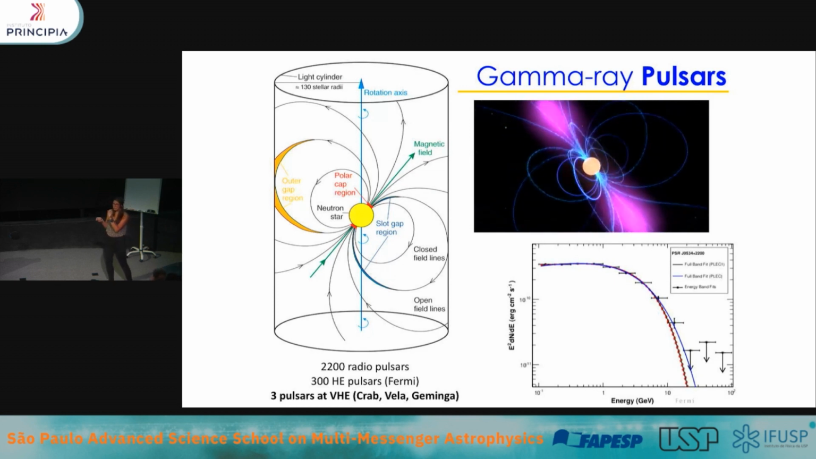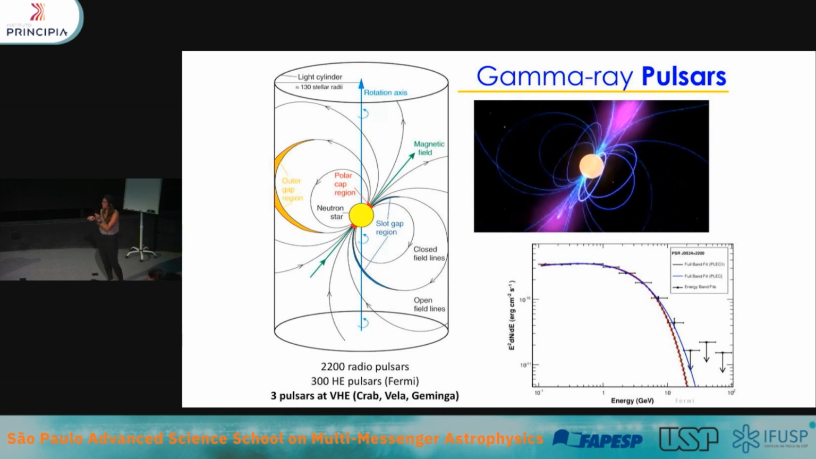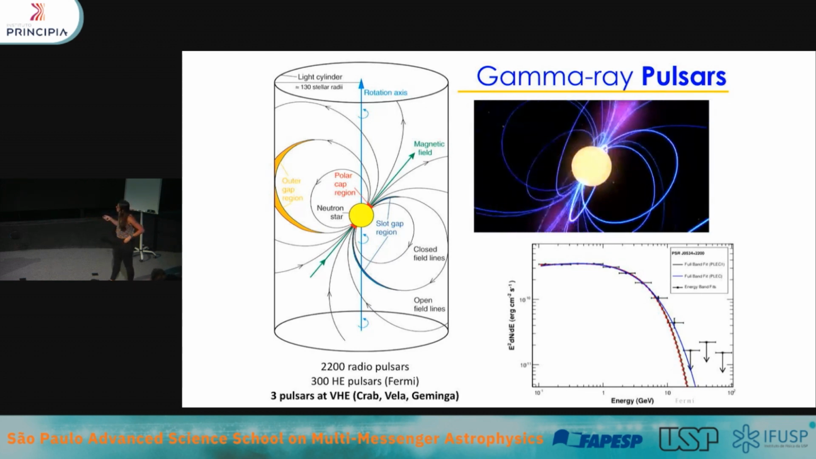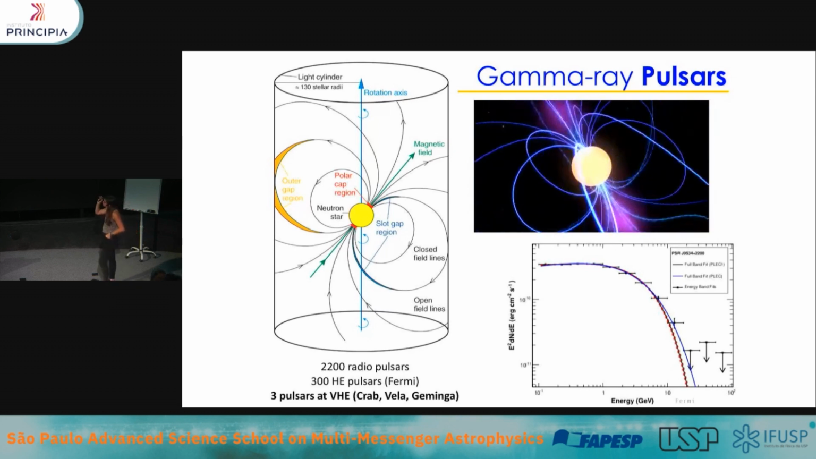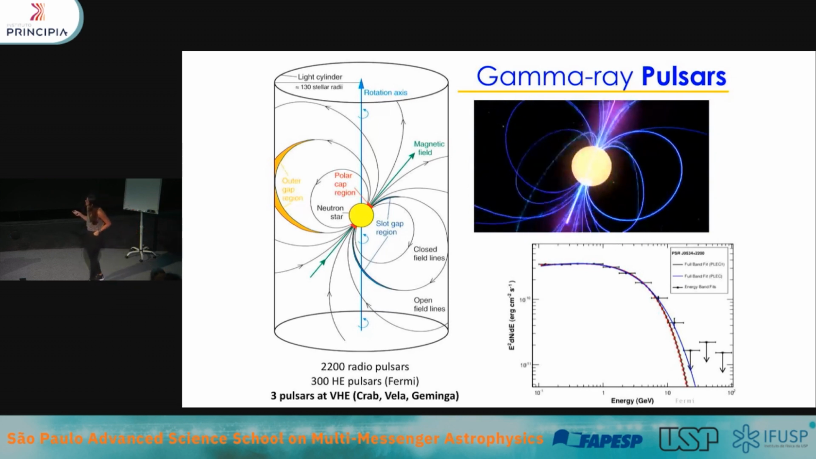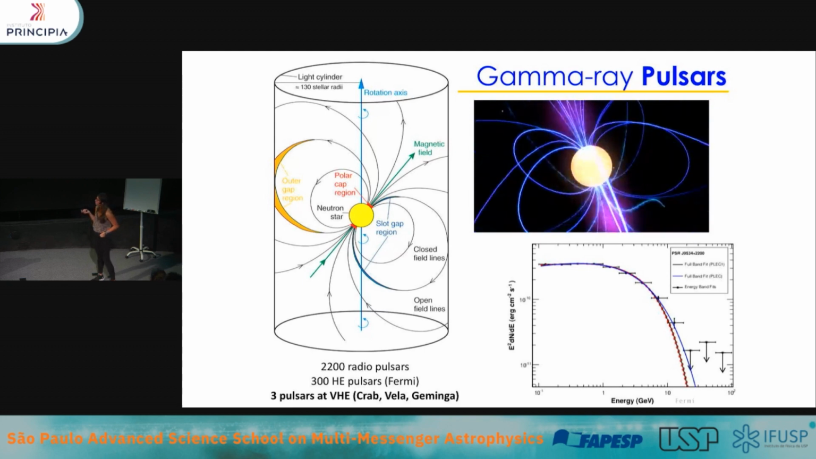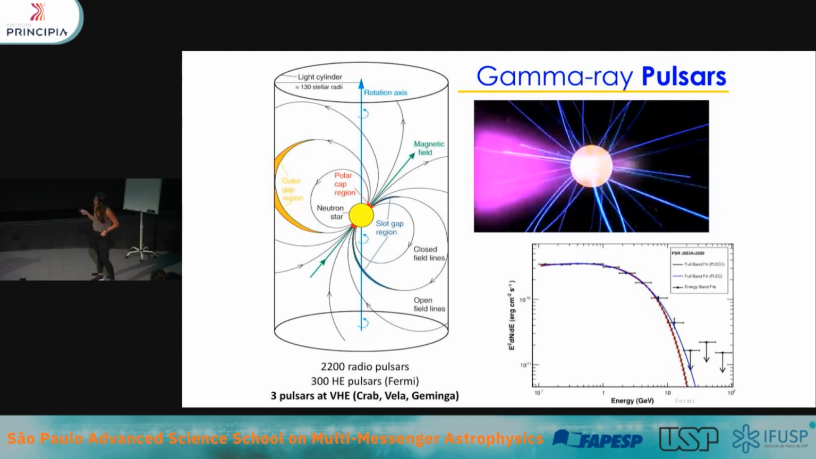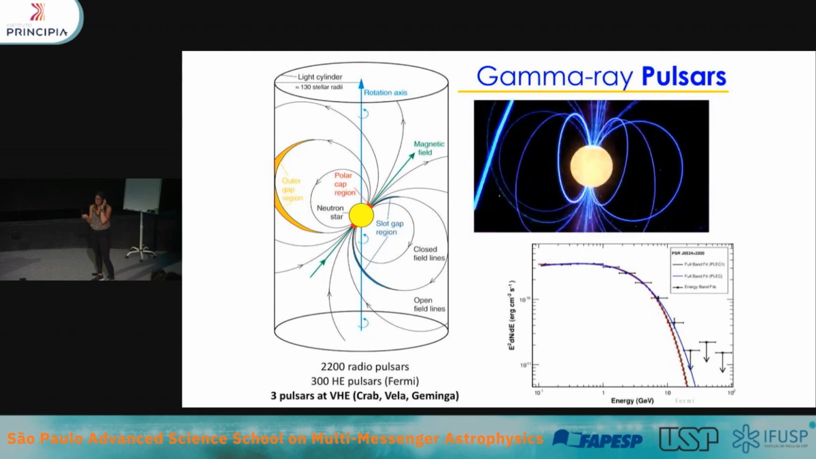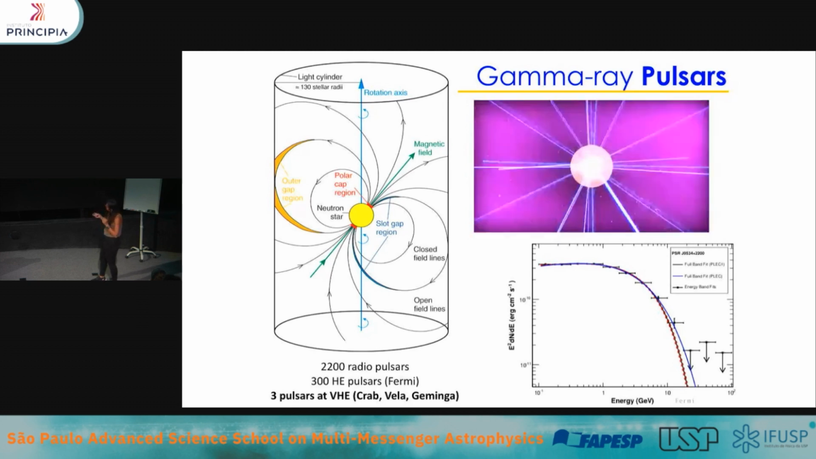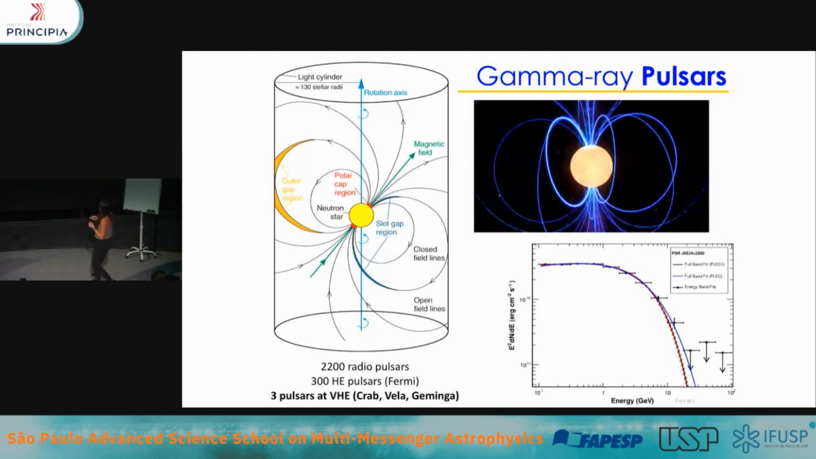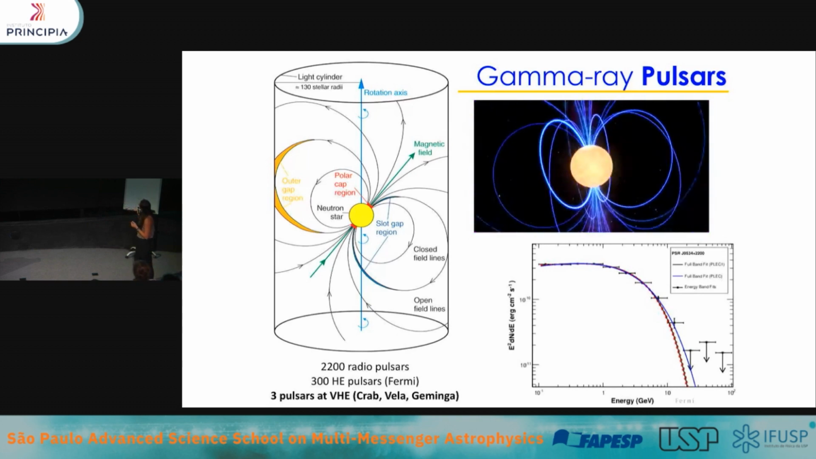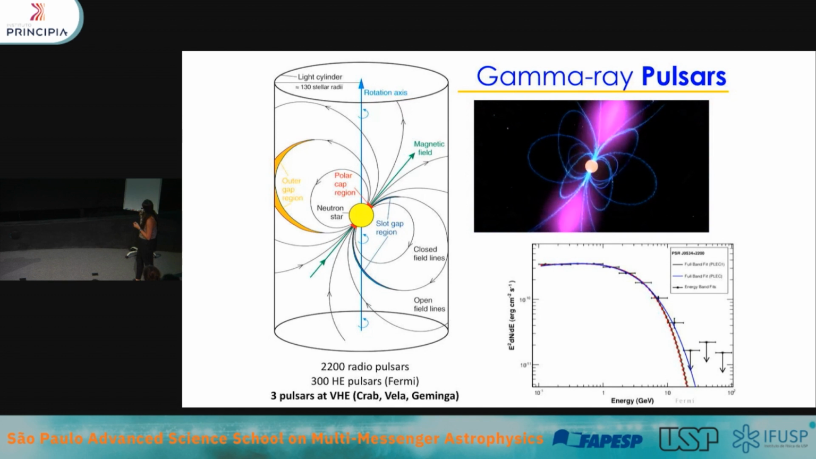And as I told you, in the center of the Crab Nebula, there is a pulsar. In total, this is maybe a bit outdated, but I just want you to keep the general numbers in mind. There are about 2,200 radio pulsars. Out of them, 300 are high energy pulsars. But at very high energies, we have only detected pulsations from three systems, which are the Crab, Vela, and Geminga. And the thing is that in general, these pulsars have a cutoff at a few giga electron volts, as you can see here.